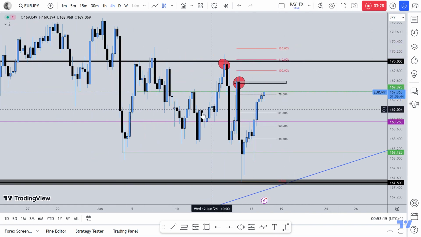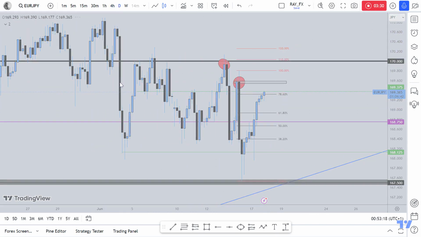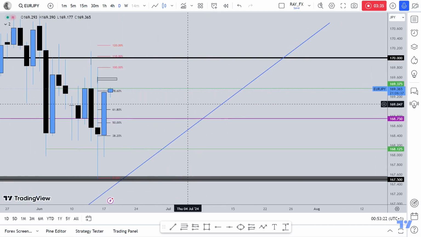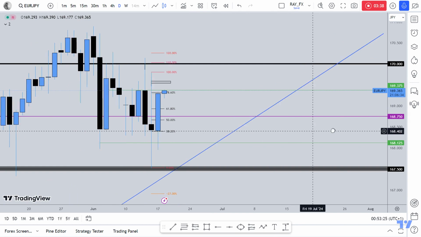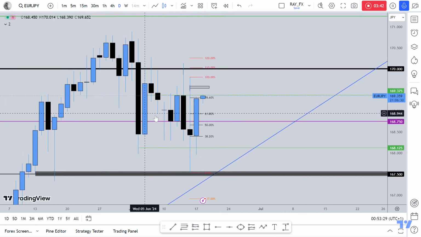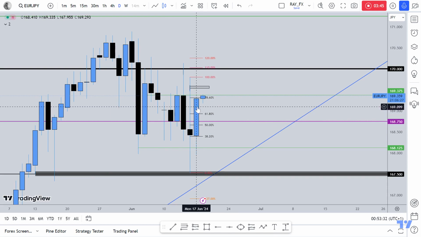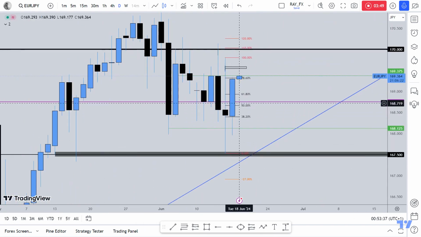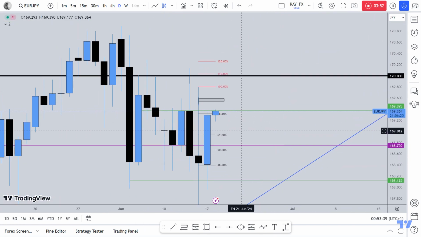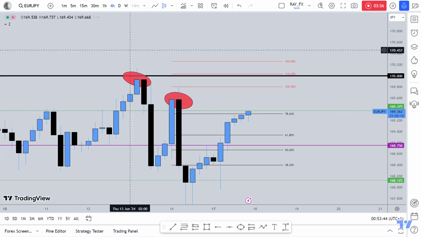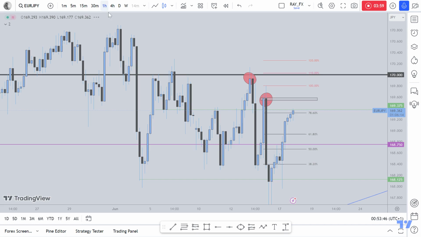So for now, seeing how the daily closed, I'll more or less be looking to be a buyer of EURJPY rather than a seller, because what this pair tends to do is continue its momentum, from what we can see here and in the past. EJ is looking bullish.